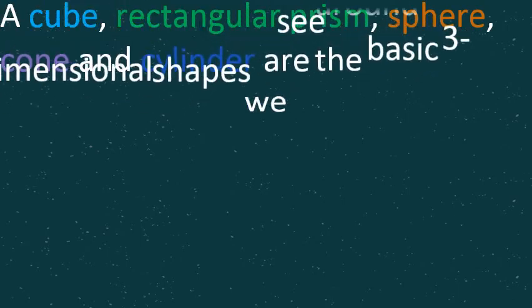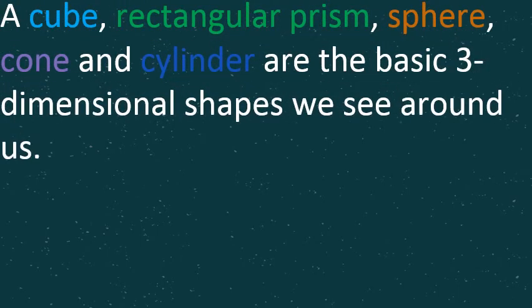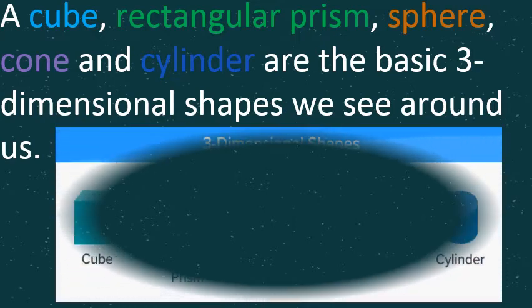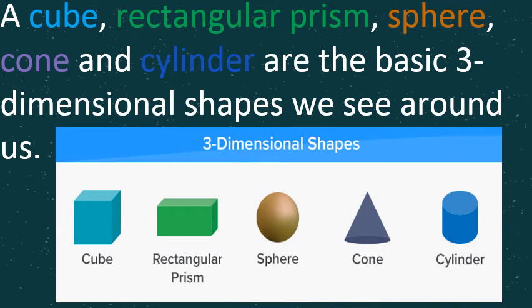Okay, so a cube, rectangular prism, sphere, cone, and cylinder are the basic three-dimensional shapes we see around us. So the cube is like a block, a rectangular prism is also like a different block. Then you get the sphere that looks like a ball. A cone is when you eat ice cream, the bottom part of the ice cream is the cone, and a cylinder is like a cool drink can.